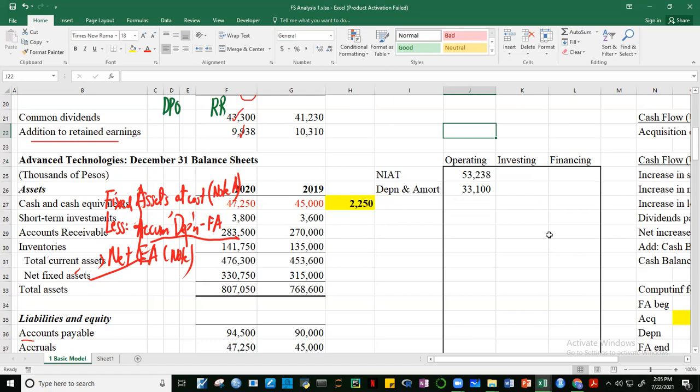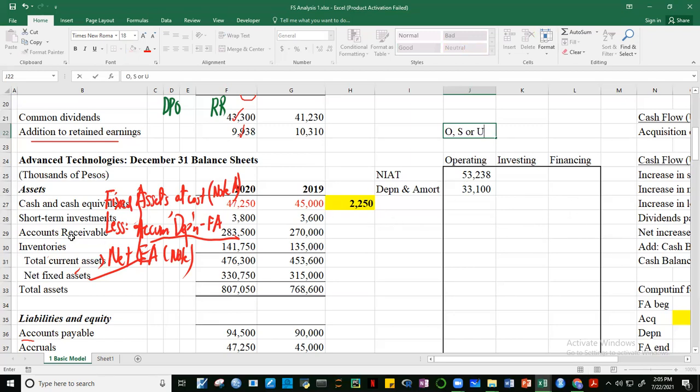I want you to answer this way, no? I-chat nyo dyan kung operating siya, ilagay nyo O. Kasi dapat alam natin kung saan papasok yan eh. Is it operating, investing, or financing? And then pangalawa, comma, source of cash ba siya? S, or use of cash? Or U. So, kung source of cash, S siya. Kung use of cash, U. Pag source of cash kasi dapat positive yan, use of cash, ima-minus natin dito yan.